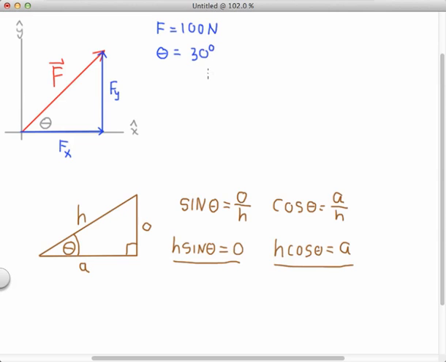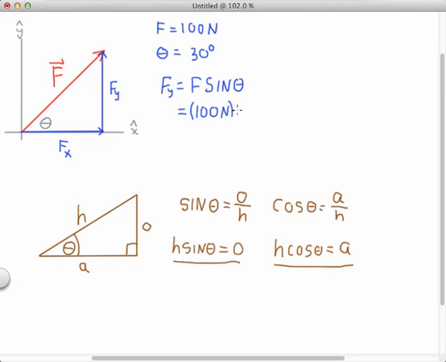Remember to have your calculator set in degrees and not radians. So, by using this analogy, we see that f sub y would be the opposite side of the triangle, and so I could write the expression f sub y is equal to f sine theta. Sine because it's the opposite side. Sine goes with the opposite side of the triangle. Now, there's no arrow above the f because it's just the magnitude. So f sub y would equal the magnitude of f, which is 100 newtons.